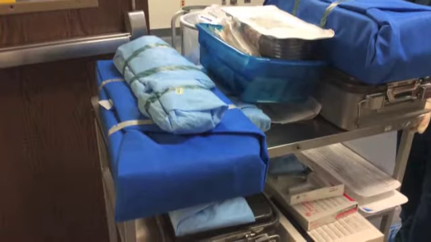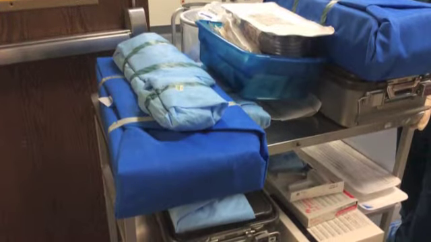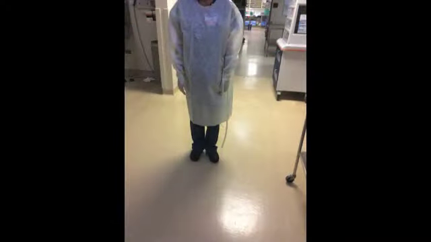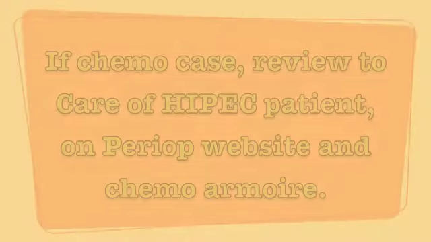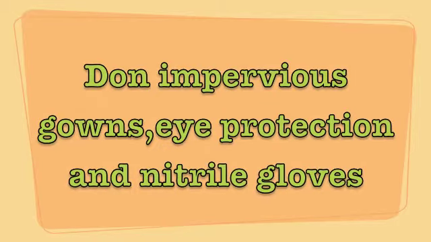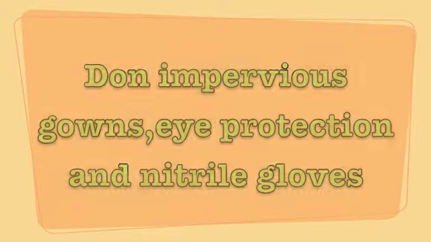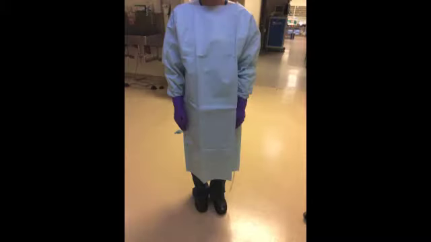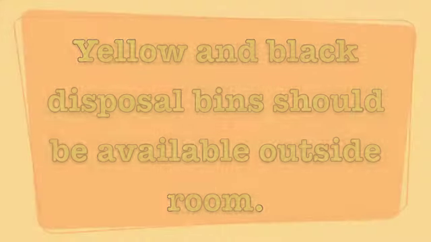Remove leftover sterile supplies left in the OR suite and return them to the sterile room. Don your PPE. If a chemo case has happened in the room, please refer to care of the HIPEC patient on the perioperative services website page or in the chemo armoire. If chemo case, don impervious gown, eye protection, and nitrile gloves. Yellow and black bins should be available outside the OR suite.